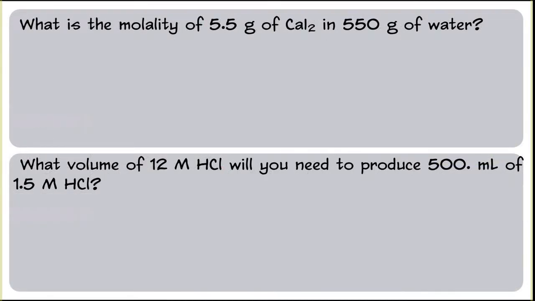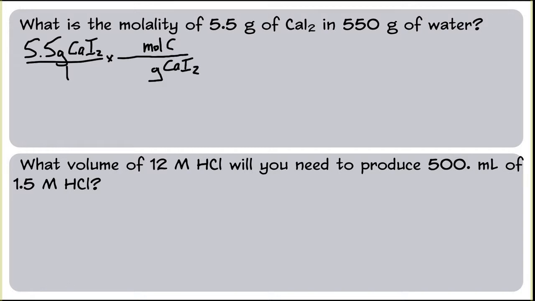Here are our last two problems. The first one is asking, what is the molality? Okay, this is a molality question of 5.5 grams of calcium iodide in 550 grams of water. So the first order of business is to get the moles of the calcium iodide. So that's 5.5 grams of calcium iodide. And just go ahead and put that all over 1. And we want grams of calcium iodide to cancel. Replace with moles of calcium iodide.